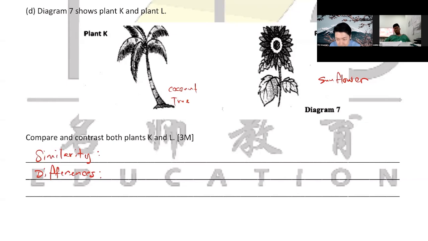All flowers will have pollen, by the way, Jian. It's just that the coconut flower is not significant. It's not very obvious. Okay. K is mono, L is di. So far, our next one, Lavina, right? That's similarity.